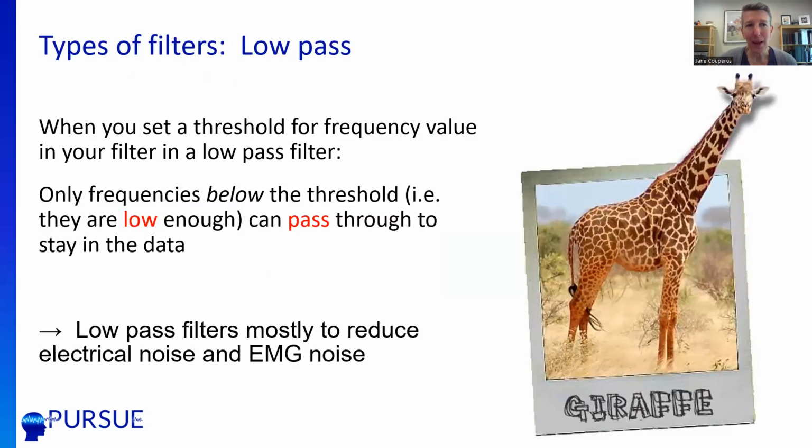We're going to start with the low pass filter. The low pass filter only lets frequencies below the threshold to pass through the data and allow them to stay. The way I tend to think of this is that if you've got a gate, only some things can get under that gate. A giraffe that's really tall could not, but a mouse could scurry on through, right? Low pass filters in general are used to reduce electrical noise and EMG noise, or muscle noise.